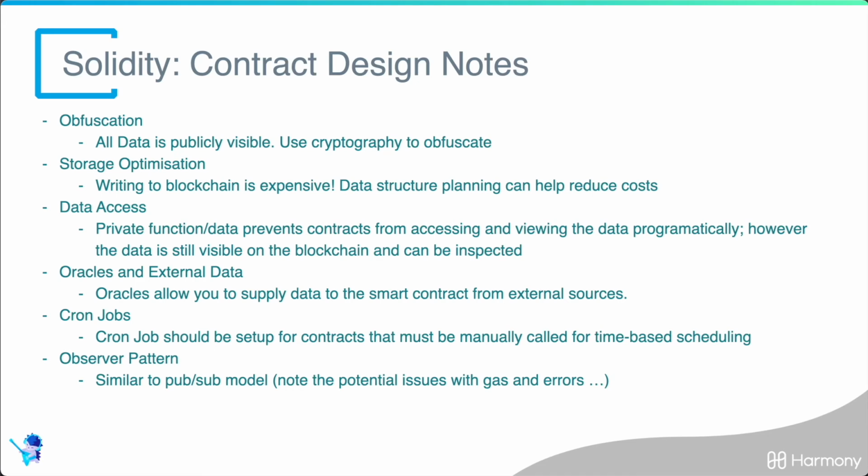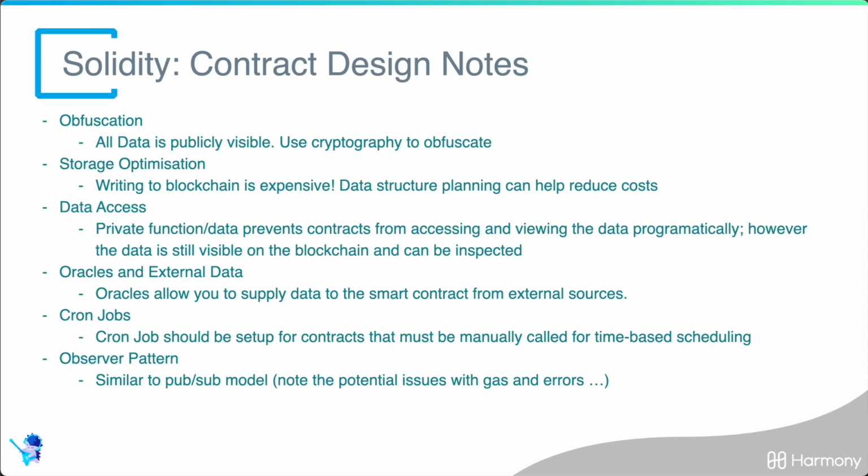Smart contracts execute within their own environment. So smart contracts can't go out of the blockchain and retrieve data. That's why we have these things called oracles. To be able to supply external data to your smart contract, you need oracles, which really are just a trusted source that is calling your smart contract and giving it specific data. These oracles can be run within a cron job, especially if you have time-based scheduling and you need to call your smart contract on a frequent basis. You can use a cron job.